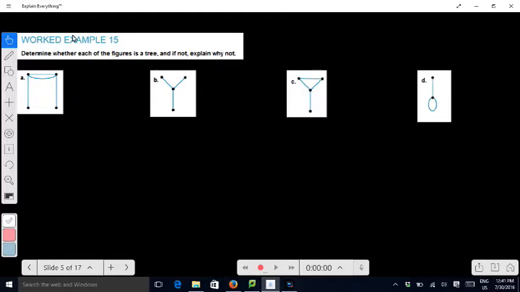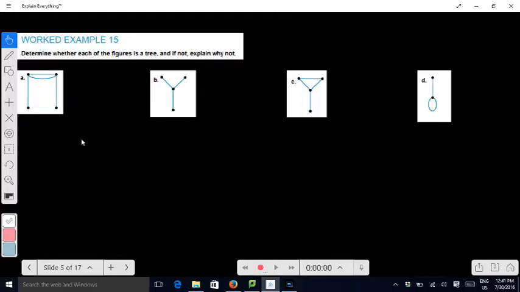So looking at these figures as shown, determine whether each of these is a tree or not. Explain why or why not. So pause the video and have a go. Determine which ones are trees, which ones aren't, and why.